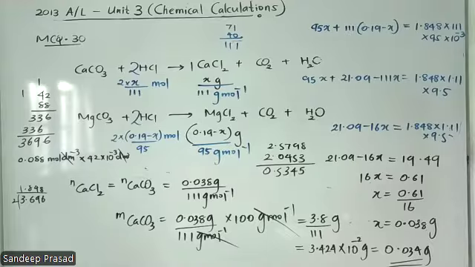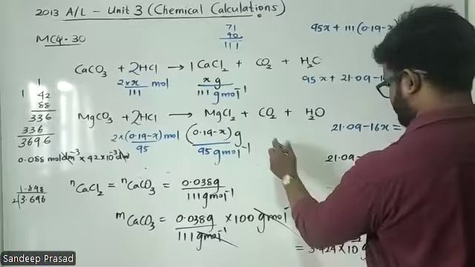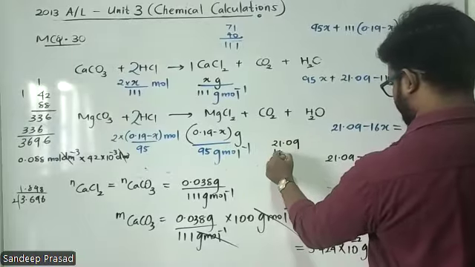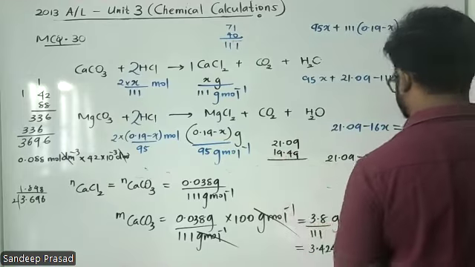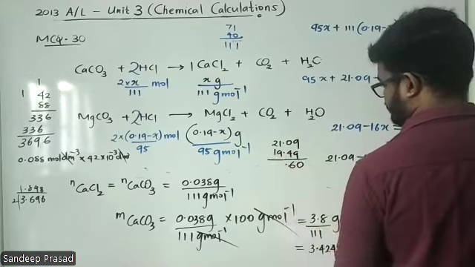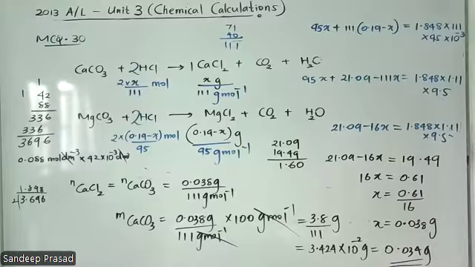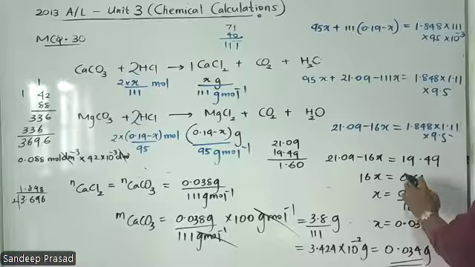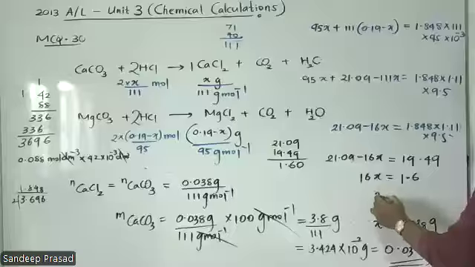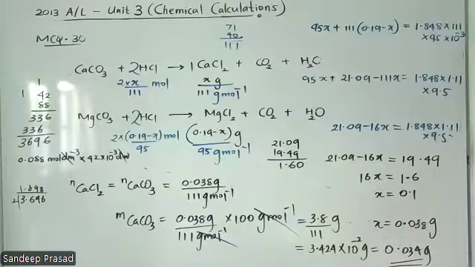Okay. Then I think we can go for the answer. So 21.09 subtracted from 19.49. We are obtaining a correct answer, no? 1.6. X equal 0.1. A nice answer. 0.1 grams.